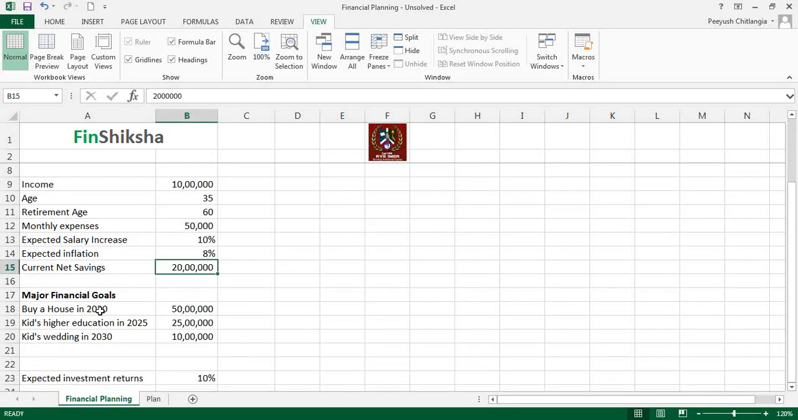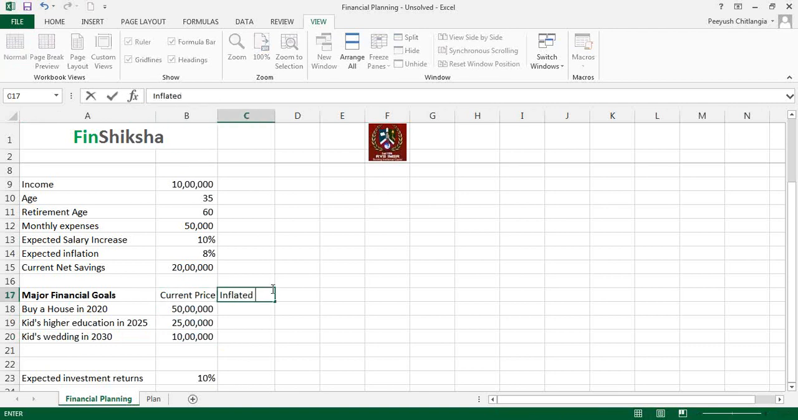Then what are the major financial goals? The person wants to buy a house in 2020 at the price of 50 lakhs. The kids' higher education has to be funded in 2025 at the price of 25 lakhs. And the kids' wedding in 2030 at the price of 10 lakhs. These are, remember, typically given in current price terms.